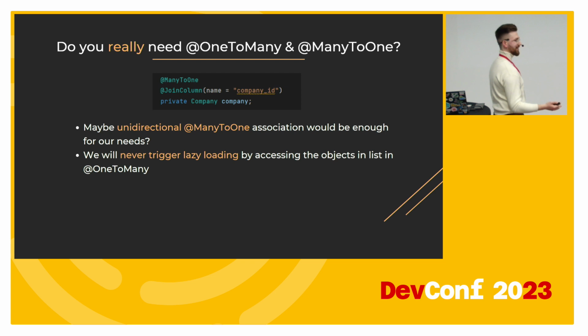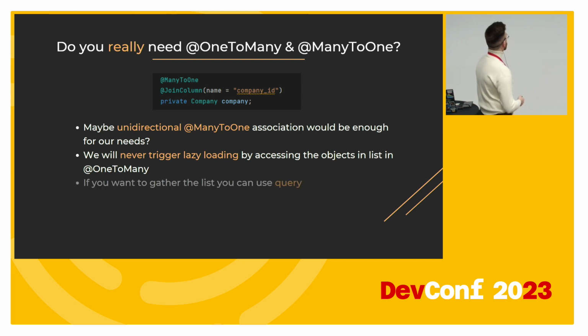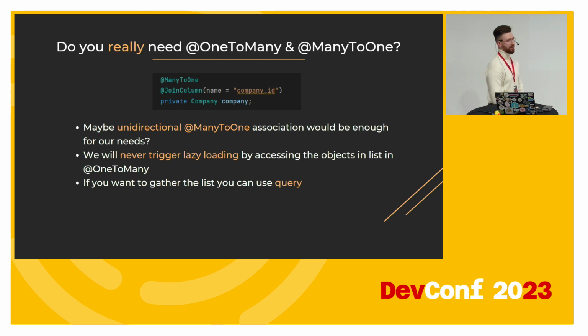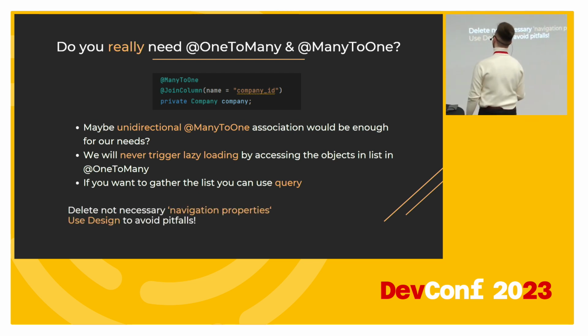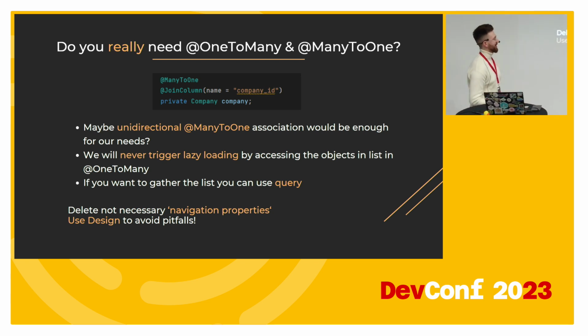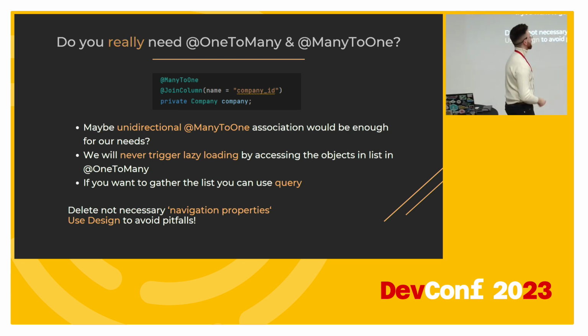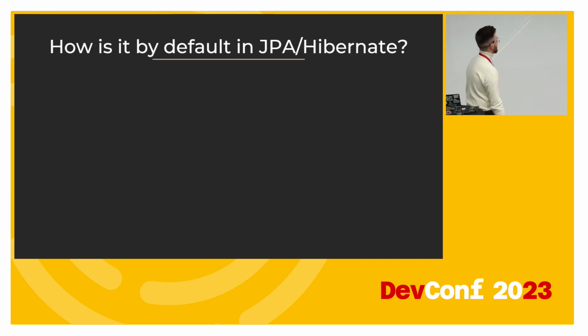And I know that in .NET, lazy loading is not a problem on a daily basis because they turned it off. But in Java, we emphasize usage of lazy loading, and the usage of such a list, like on the previous screen, can trigger lazy loading and can take a developer by surprise. So maybe you don't need such an association. If you want to gather the list of employees of the company, maybe you just need to use a query and the foreign key of company. Also for the updates, you can generate a query. So use design to avoid pitfalls. Maybe navigation properties, as they are called in .NET, are not necessary. Maybe. You decide.